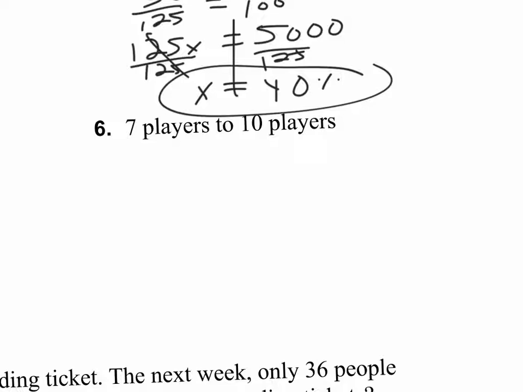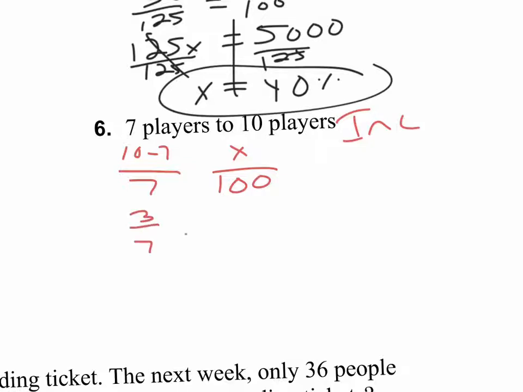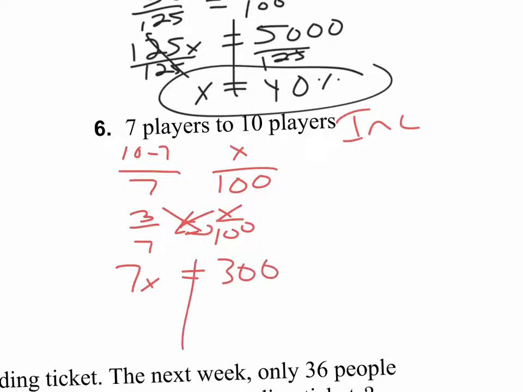Okay, keep on going. So here we have 7 players. The original goes on bottom, and then 100 on bottom, and then we go 7 to 10. So we're going up. So this is an increase of players. We're going more. So then we have 10 minus 7, and then we have x on top. So 10 minus 7 is 3. So we have 3 over 7 is equal to x over 100. We do our cross product. I get 7x is equal to 300. We draw our line, divide by 7, divide by 7.